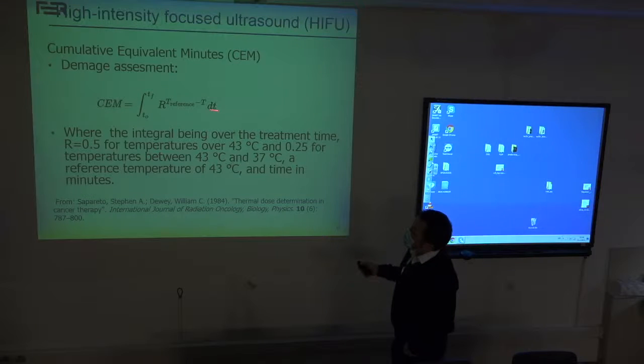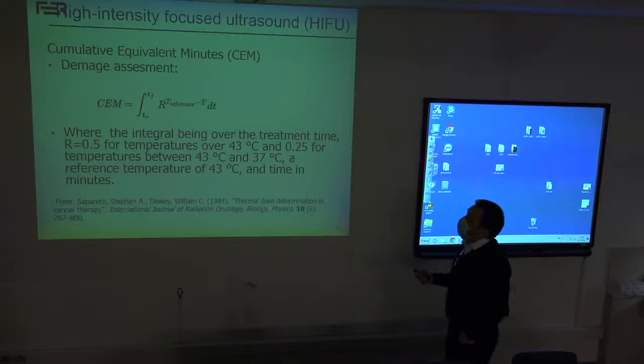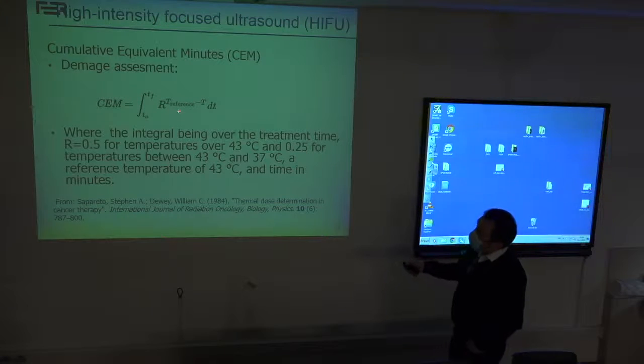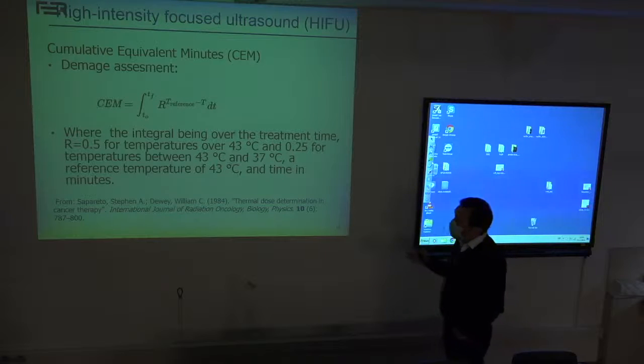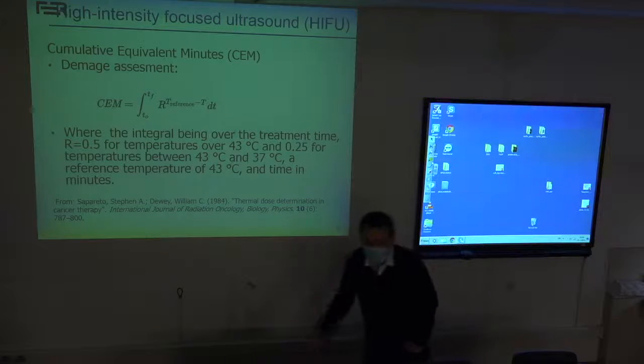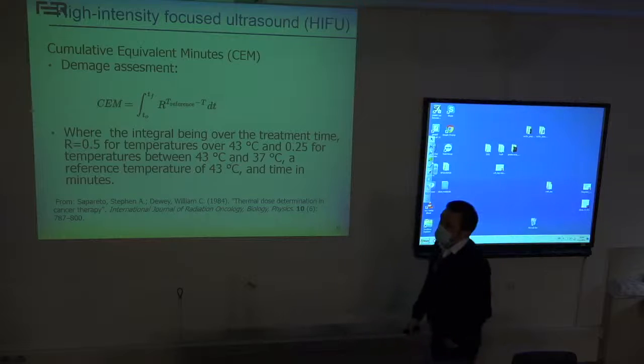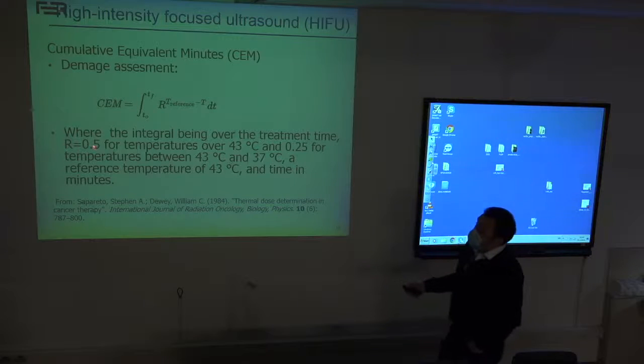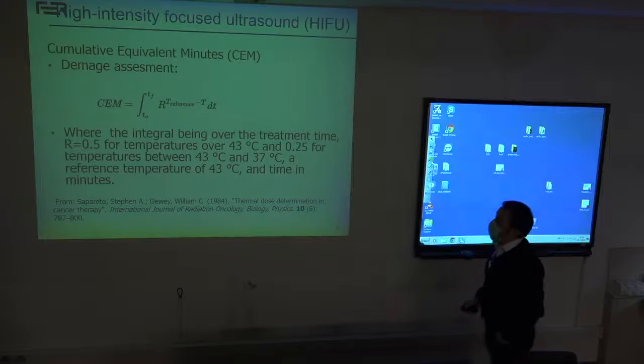So of course it's an integral, so time is multiplying something. What is something? This something here is a constant that is experimentally actually reached. It is, as it says, 0.5 for temperatures over 43 and 0.25 for 37 to 43 degrees.